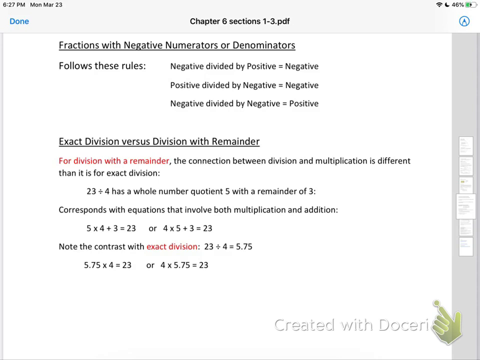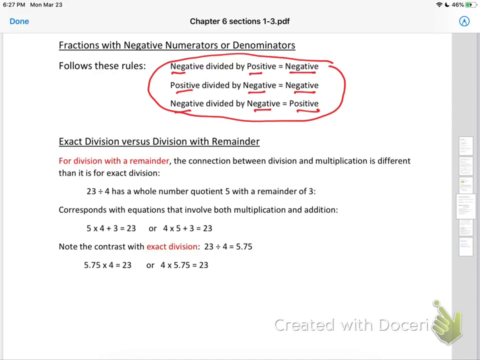Okay, so fractions with negative numerators or denominators, they follow the same rules that we just went through. Okay, I did it as fractions. You can do it as divisions. You'll get the same pattern over and over again. A negative divided by a positive is going to be a negative. Okay, you have opposite signs. You'll always get a negative. Opposite signs, you'll get a negative. Same signs, you'll get a positive. If these were both positive, they would also give you a positive.